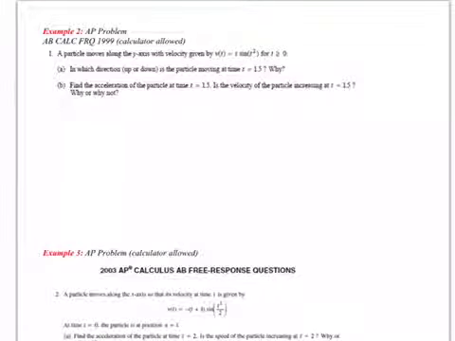Okay, all the way back to 1999, this is a free response question on the calculator portion of this test. A particle moves along the y-axis with velocity given by that, where t is greater than or equal to 0. In which direction, up or down, is the particle moving at t equals 1.5? Okay, you're going to need your calculator, so let's figure that out. I'll be right back with an answer.